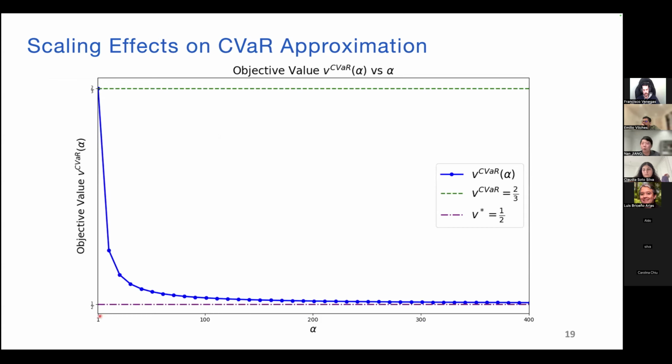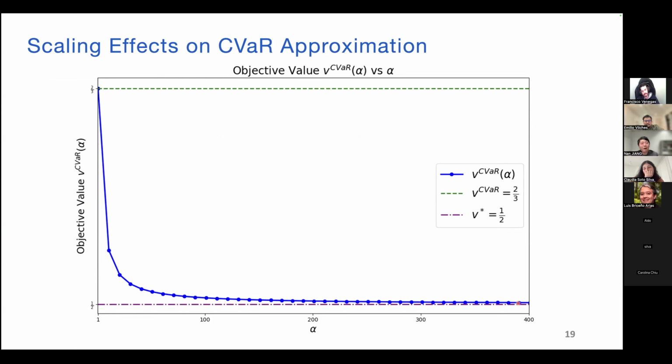When alpha is 1, that is the original CVaR approximation. So we know this is 2/3, and the optimal solution in this problem is 1/2. Then we start to increase the value of alpha. When alpha increases, you can see the objective value of the corresponding scaled CVaR approximation decreases, and it gets quite close to the optimal solution in this simple example.